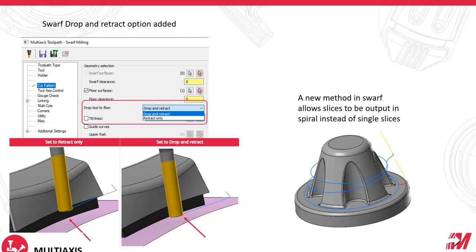A new method in SWRF also allows you to output spiral instead of single slices. So on that round part, if you wanted to do a SWRF around there, you'd have to do a slice. So cut around, retract out, plunge down to the next step to cut around. Now we can spiral that as an option in our cut pattern page also. So SWRF's seen some nice changes here. They should come in handy compared to what we had previously.